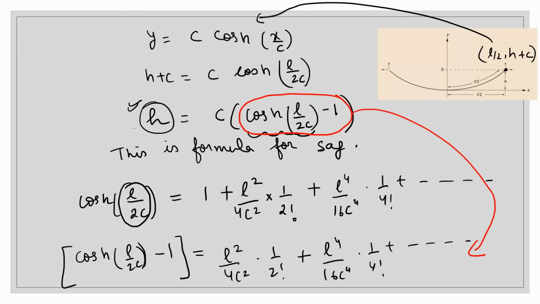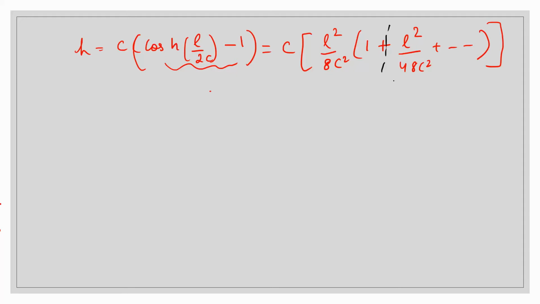Now I will put these values in equation number 1. So after putting the values from equation 2 into equation 1, I will get h is equal to c, and I am just writing again the equation for the sag. This we found out in equation number 2, so I will just replace this. Now if we neglect all these higher terms, I will get h is equal to c L square by 8c square. This and this are getting cancelled out, so I can write h is equal to L square by 8c.